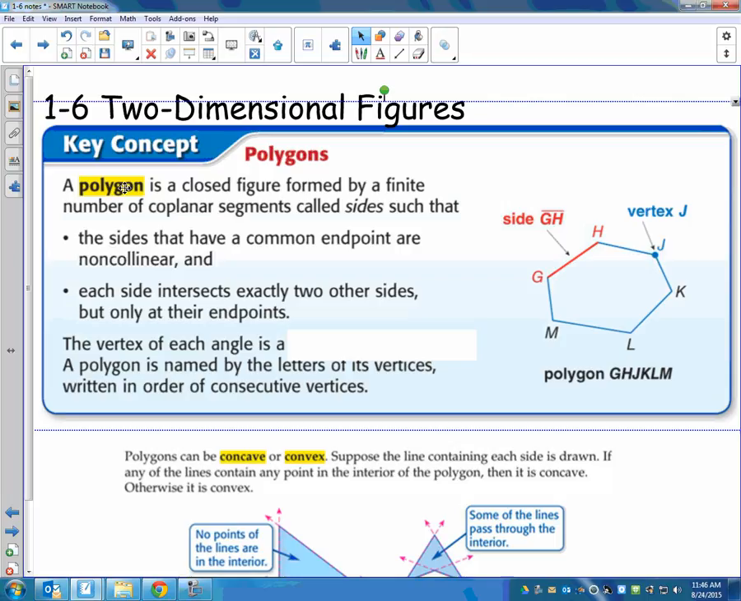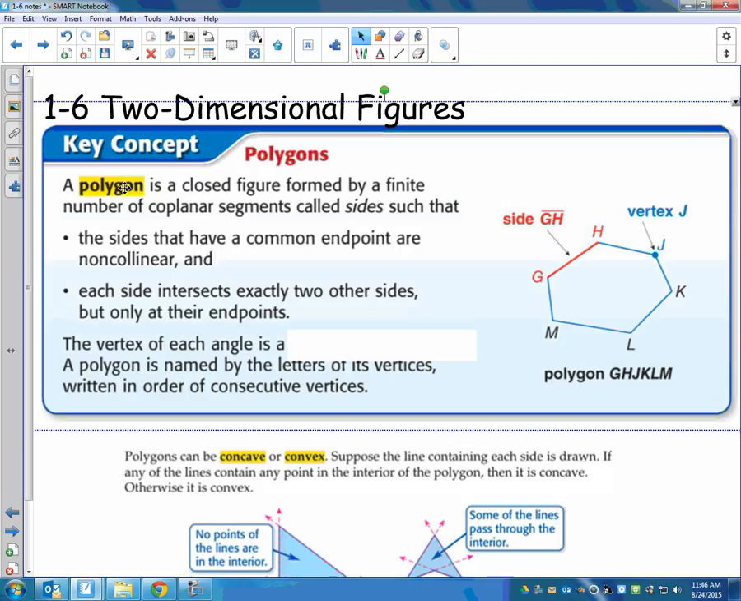Keywords for a polygon. It has to be a closed figure, right? So anything that's not closed is not a polygon. And it has to be defined by a finite number of coplanar segments, which means, technically speaking, a circle is not a polygon because a circle does not have a finite number of segments, right? So we're talking about shapes that are made by segments.